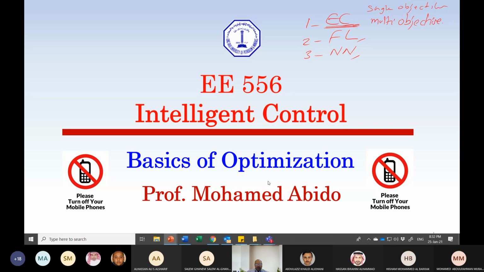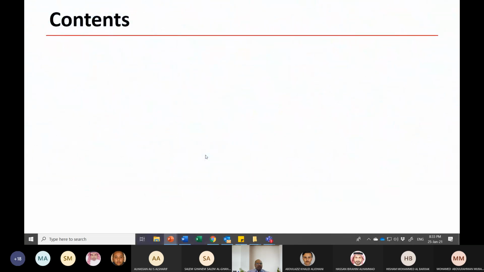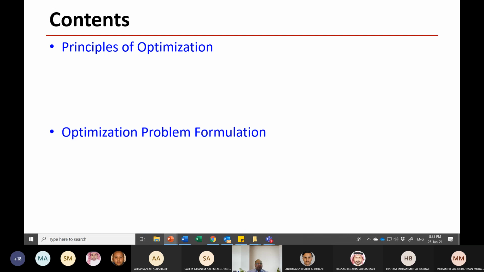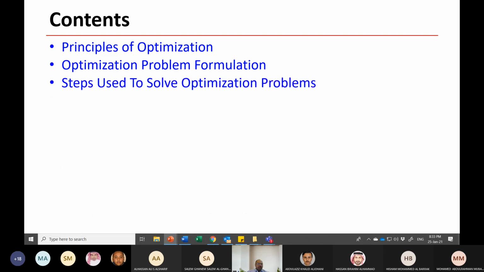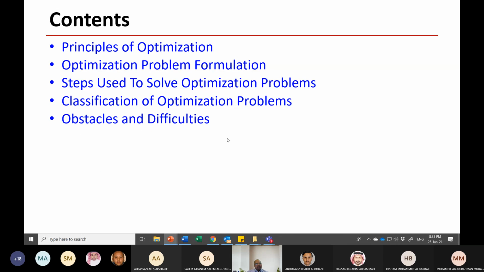So I would like here to give you a brief introduction to optimization, just to refresh your memory about the optimization techniques, and also the principle of optimization, problem formulation, what is the major component of the optimization problems to formulate it, the steps used to solve optimization problems, what are the steps, classification of optimization problems in terms of convex, non-convex, multimodal or unimodal optimization, and so on.